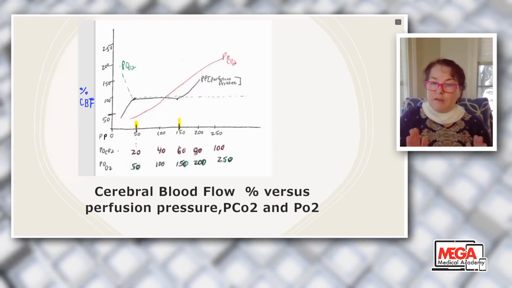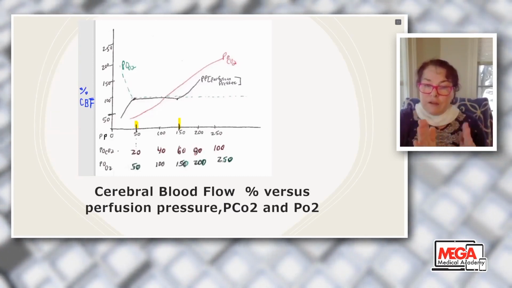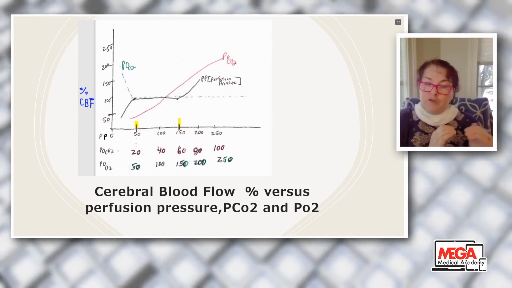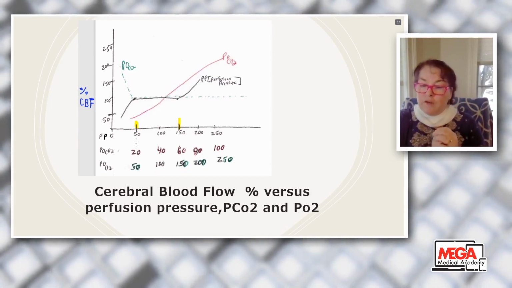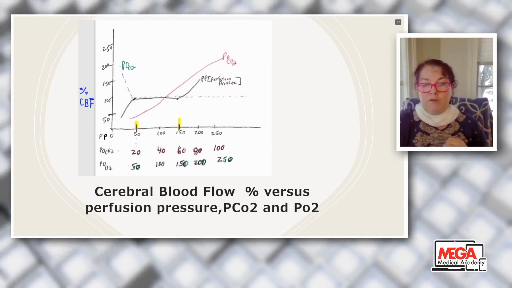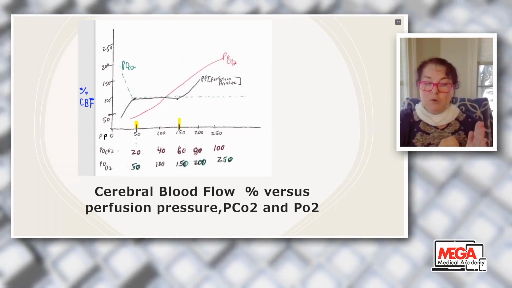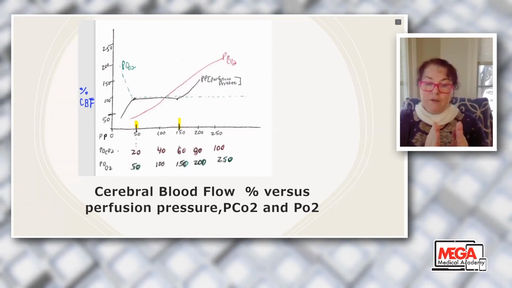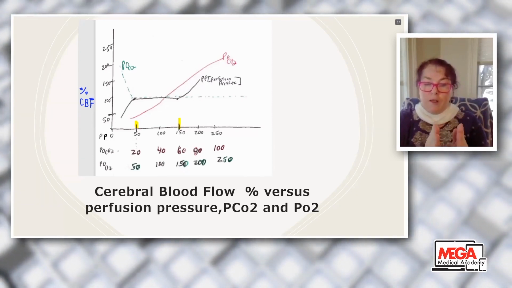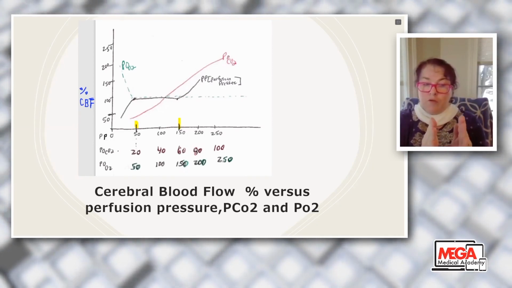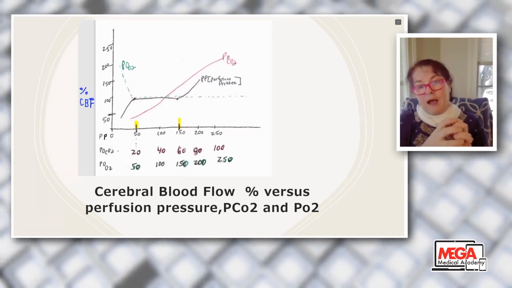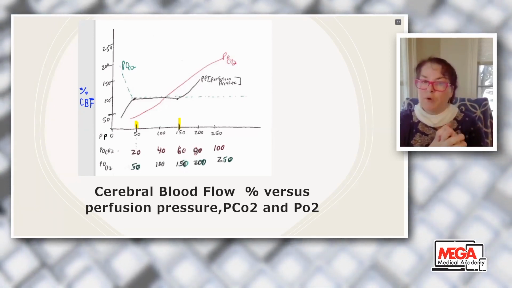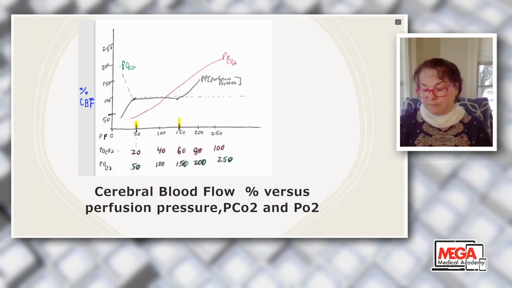This is a schematic of all those things we just talked about: cerebral blood flow percentage versus your perfusion pressure versus your PCO2 and your O2. Cerebral blood flow is on the left side. I wrote that in blue. And then all the pressures are along the bottom. I highlighted 50 to 150 because that's the perfusion pressure range that gives a normal cerebral blood flow. This is another graph that pops up in tests, and it's just a nice schematic to remember how these all work together.